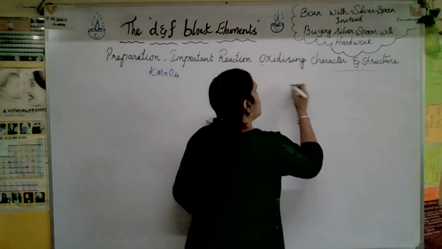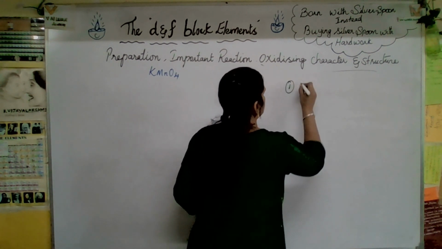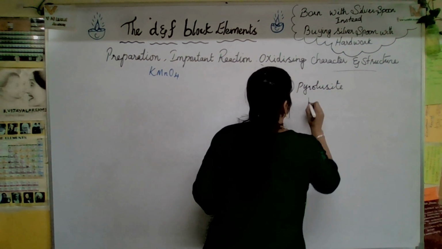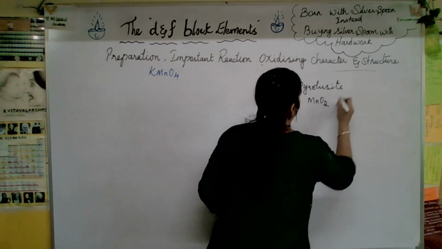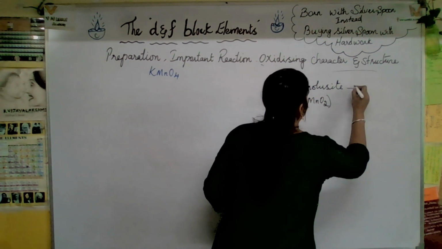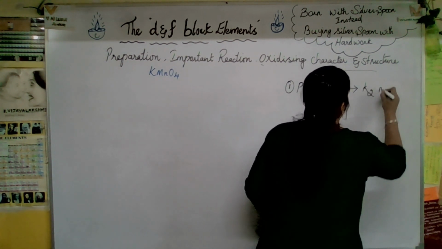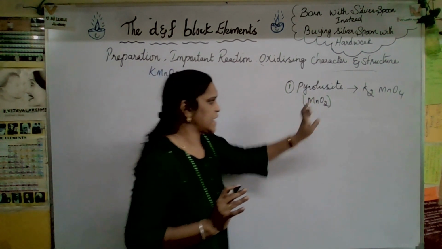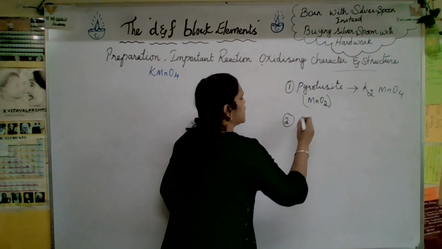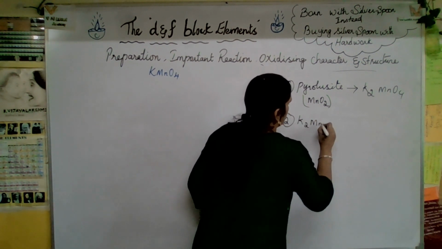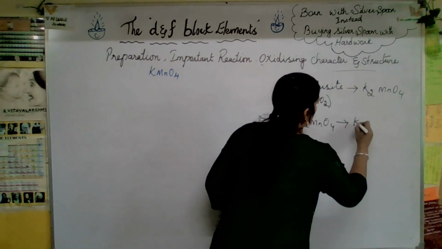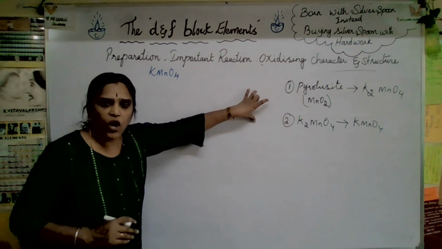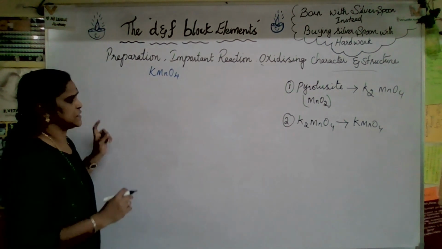First one, the ore. What is the name of the ore? Pyrolusite. Pyrolusite is nothing but manganese ore, MnO2. This is converted into potassium manganate, K2MnO4. Please note that. Now the second step, K2MnO4 is converted into KMnO4. This is what we want, right? You got it?